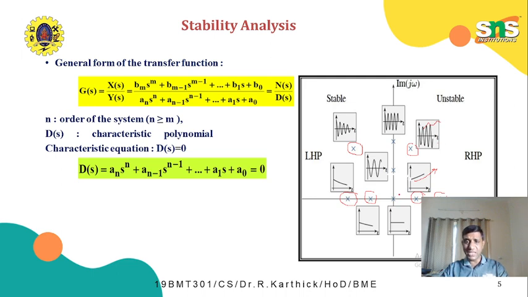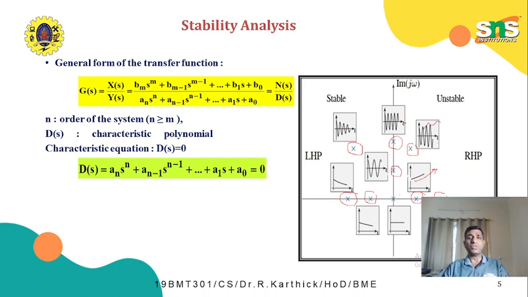And finally, you can see the roots are located on the imaginary axis, as we discussed earlier. Here you have oscillations but with constant amplitude, and the system is said to be a marginally stable system. So this is how we classify the stability of the system.